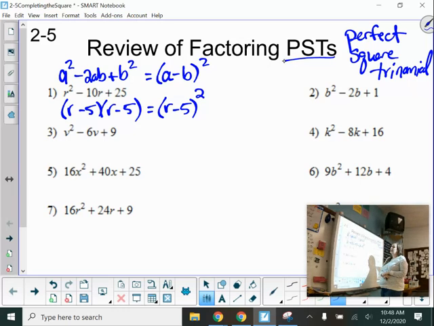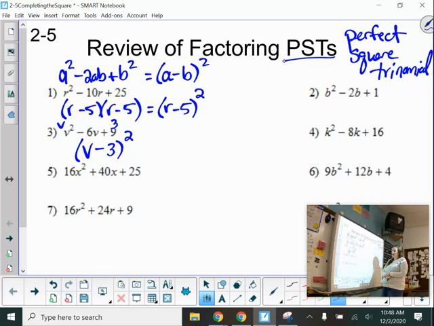So you're really looking at the square roots of the first and the last terms, and that's what's going to go in the parentheses. So if we look at number 3, again, this is a subtraction question. The square root of the first term is b. The square root of the last term is 3, so this is going to factor into b minus 3, the quantity squared, because it'd be b minus 3 and b minus 3.